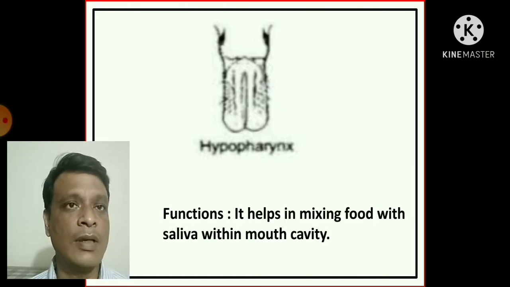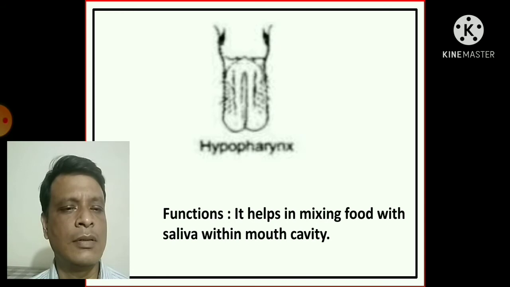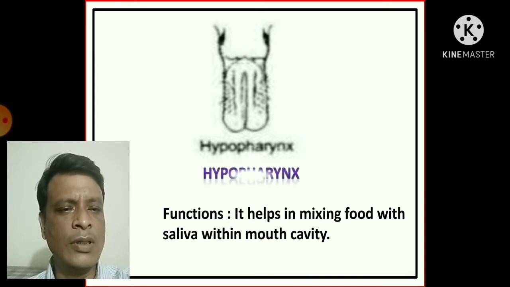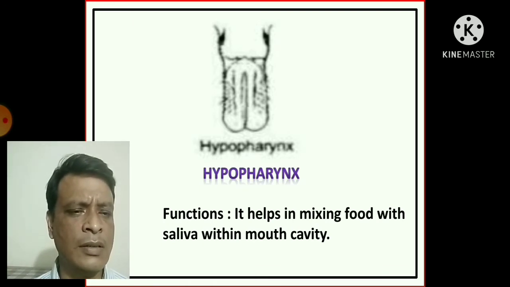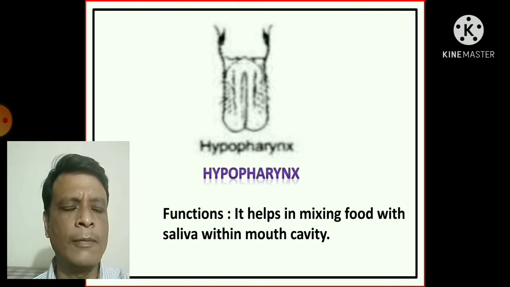And the last mouth part is the hypopharynx. The hypopharynx is located on the floor of the mouth. It is an elongated and short structure, and it helps in mixing food with saliva within the mouth cavity.